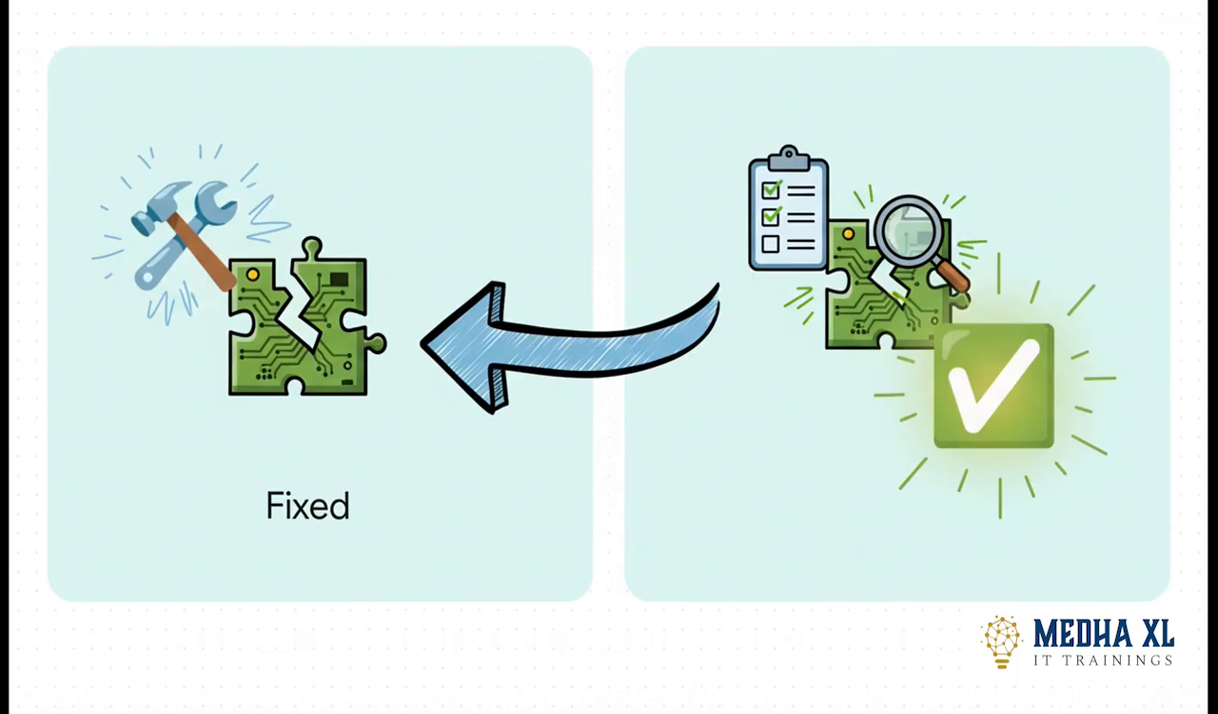But wait, it's not over. The bug goes right back to the person who found it, the tester, who then has to verify that the solution actually works. It's this feedback loop that makes sure the problem is truly, really solved.